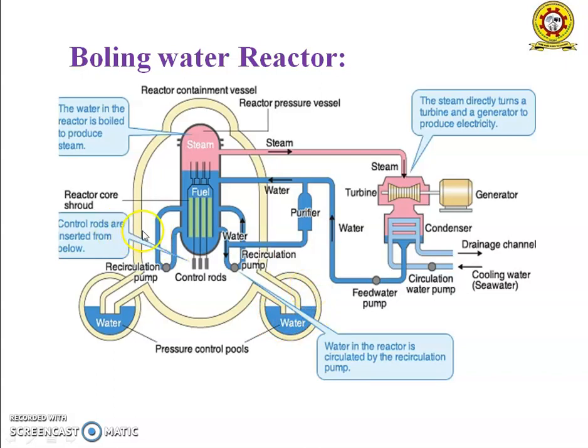And in the reactor core, control rods are immersed for the control of the heat. This is the block diagram of the boiling water reactor. The advantages of the boiling water reactor are, as the steam is directly generated in the reactor, the thermal efficiency of the plant is higher than the pressurized water reactor.